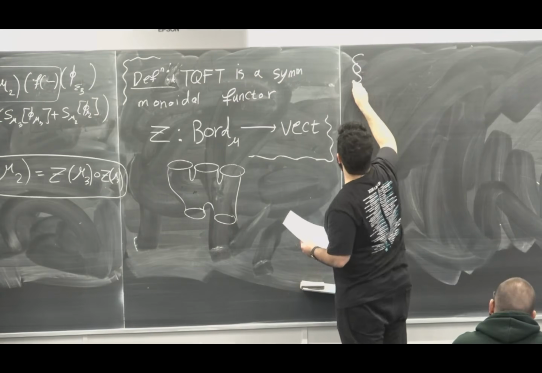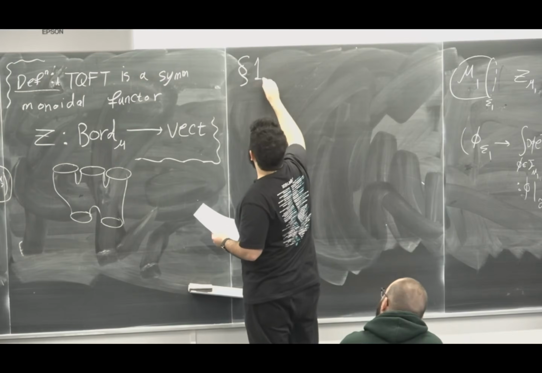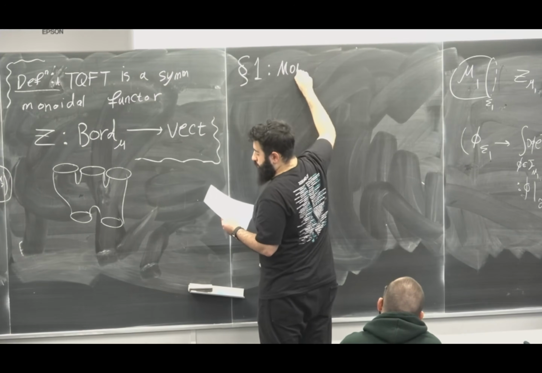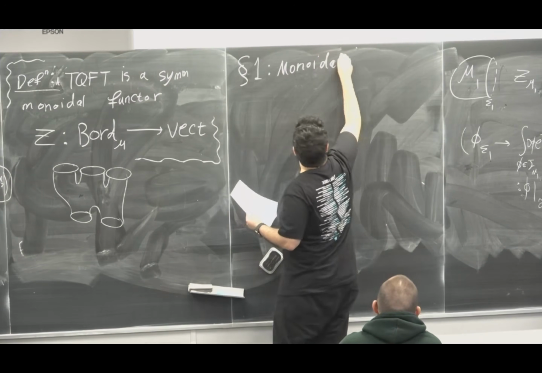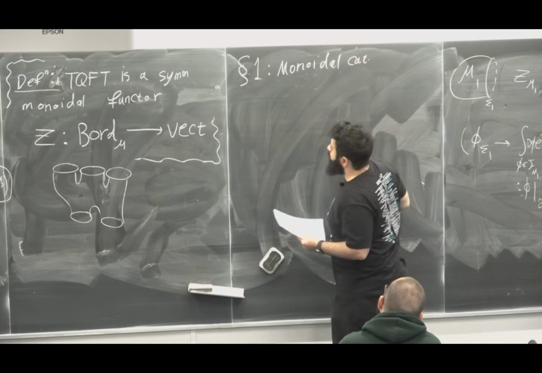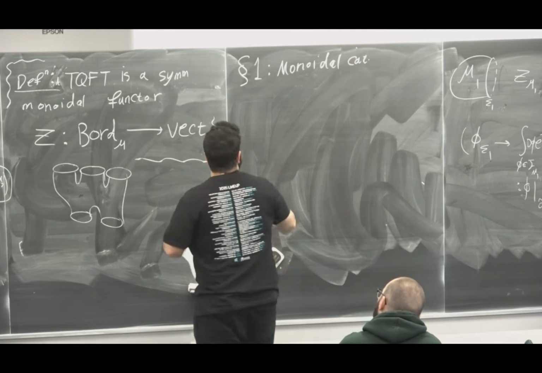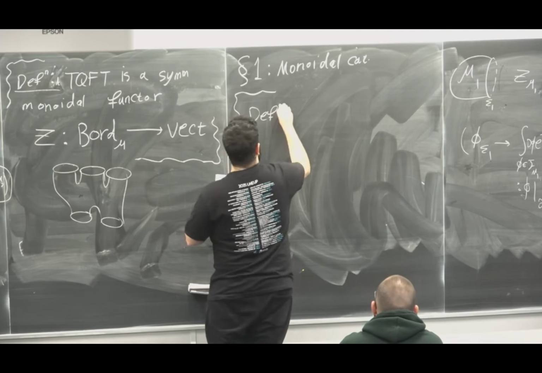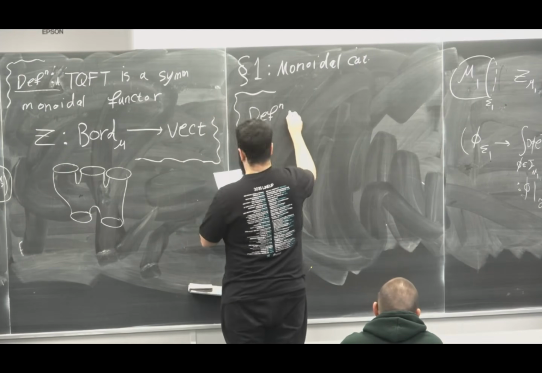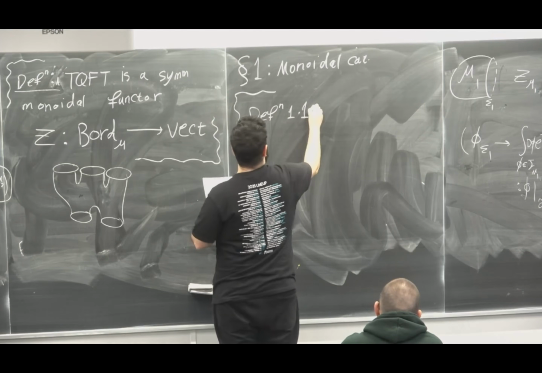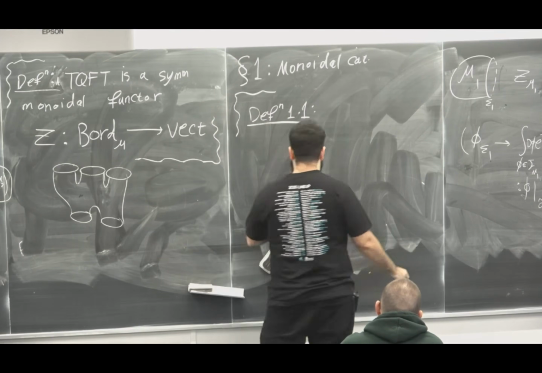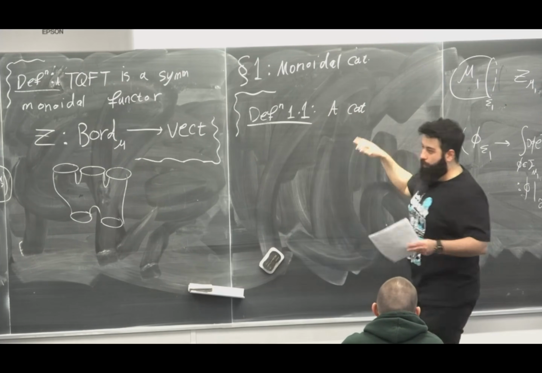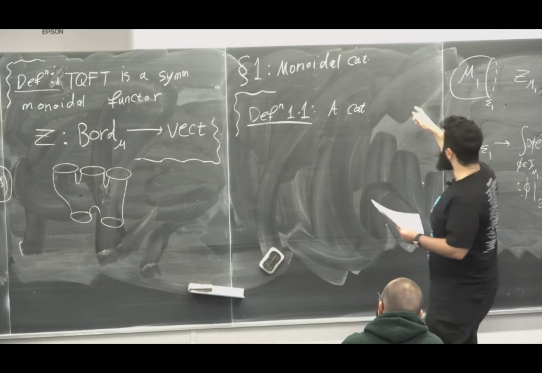Now we're getting into section 1, which is monoidal categories. So let's start with the basic definition. Definition 1.1. It's going to be a category, and I'm going to abbreviate a lot of stuff for the sake of time.